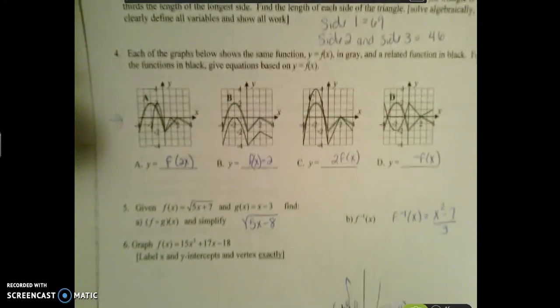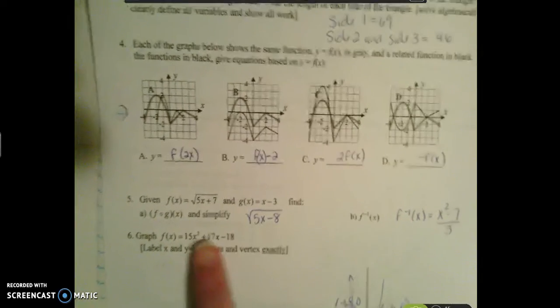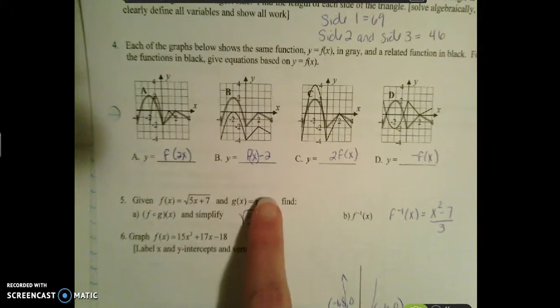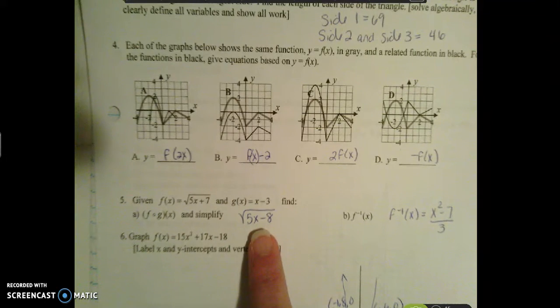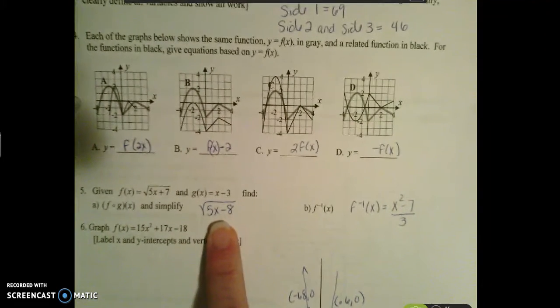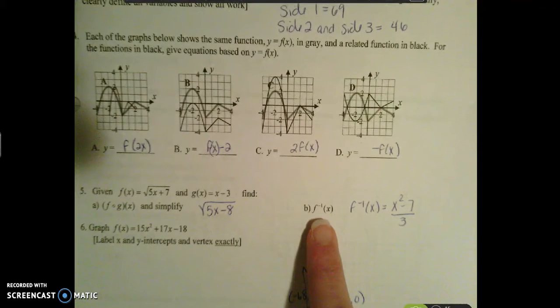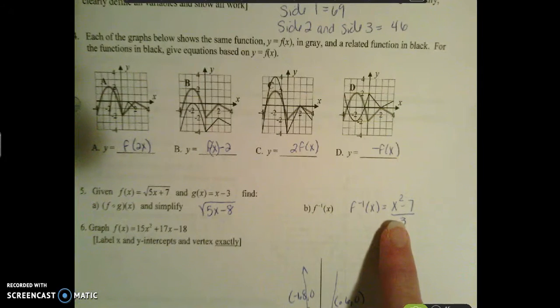For the 5th problem here, they wanted you to find f composed of g. So that means you're taking g and you're substituting it into f. That would be your solution. And again, I'll show you some work in a minute. Then they wanted you to find the inverse of f of x. So here's our inverse of f of x.